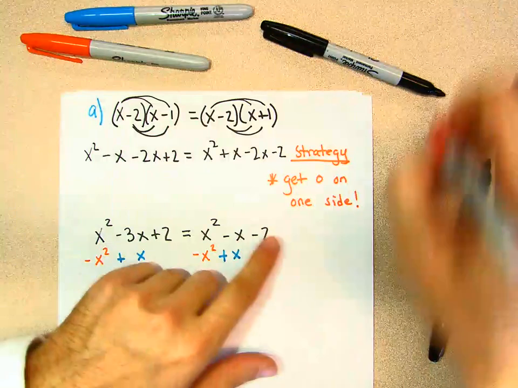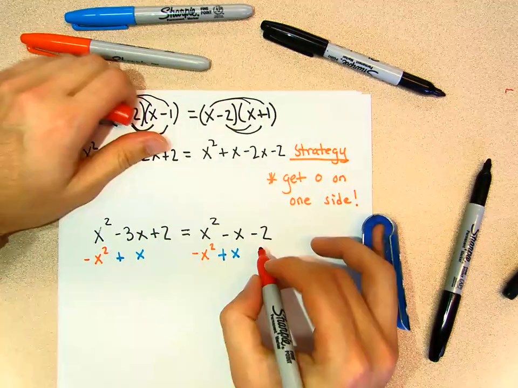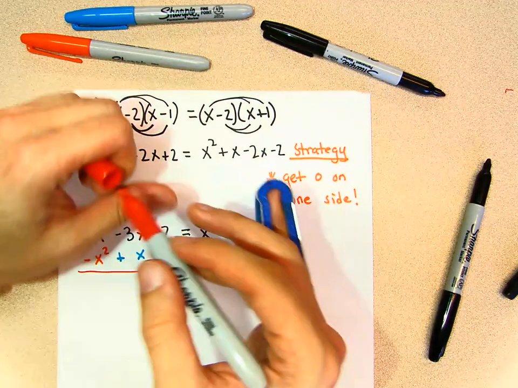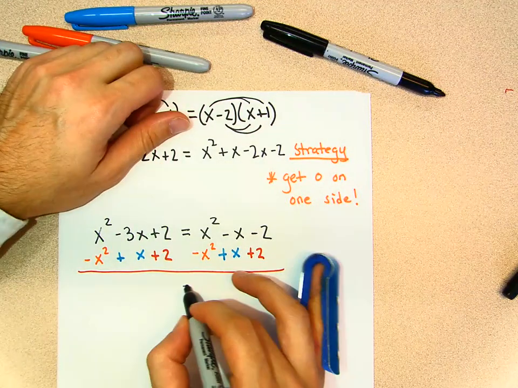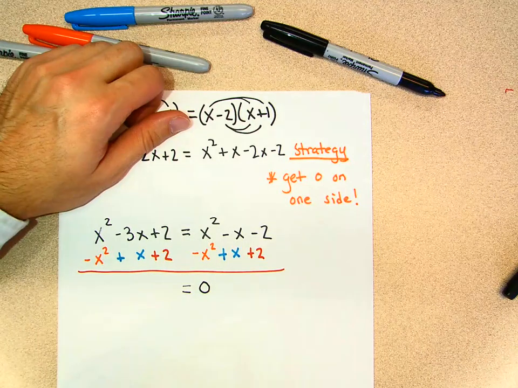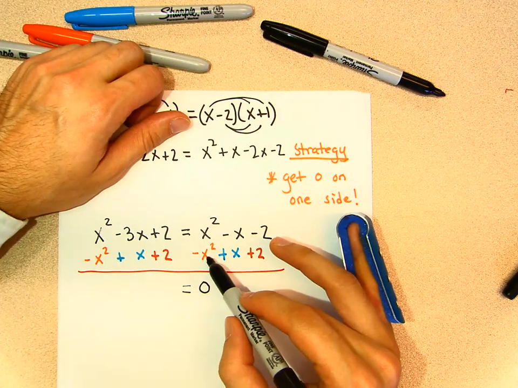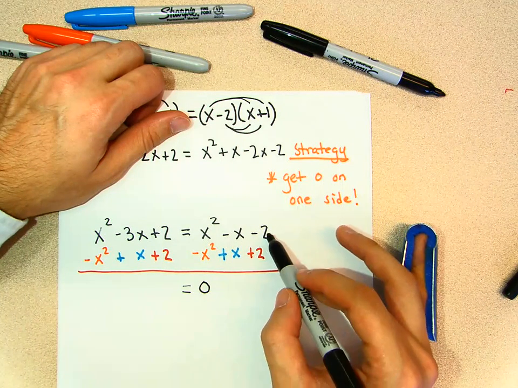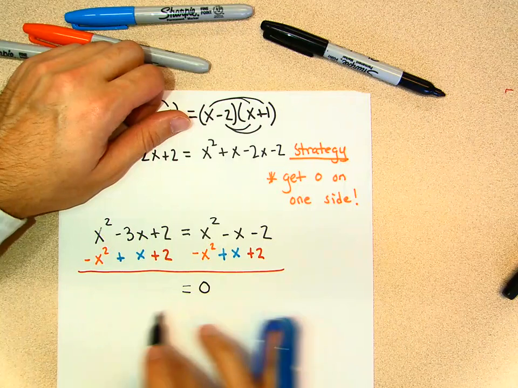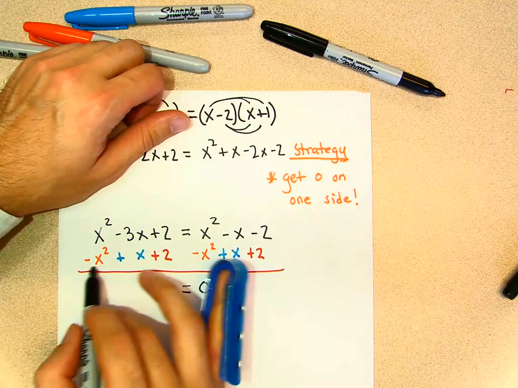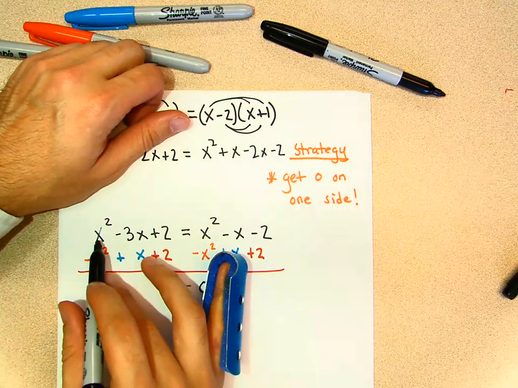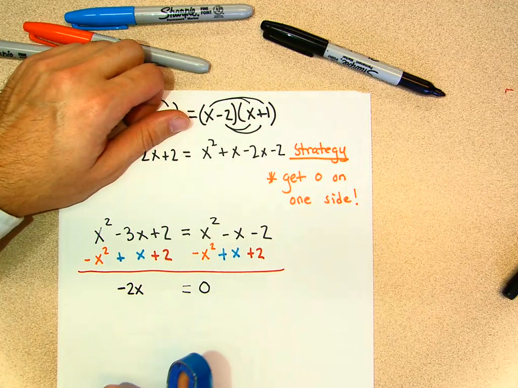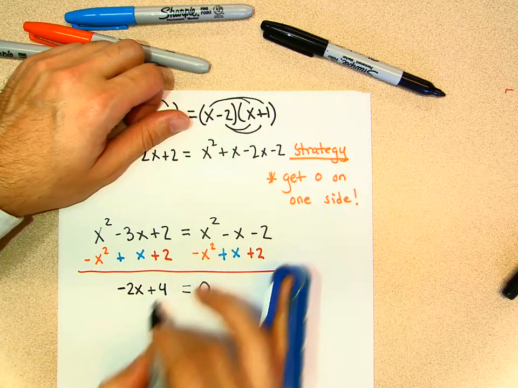Here, I want to take this negative 2 to the other side. What's the inverse of negative 2? It's plus 2, plus 2. Notice that this whole side becomes 0, because x squared minus x squared is 0, negative 1x plus 1x is 0, and negative 2 plus 2 is 0. But then what does this side equal? This is 0x squared because you have 1 minus 1. This becomes negative 2x, and then plus 4 equals 0.